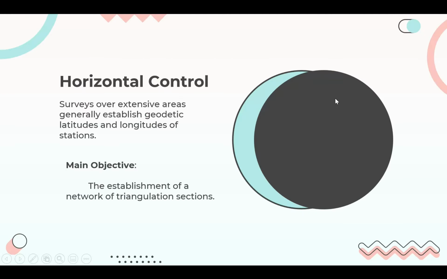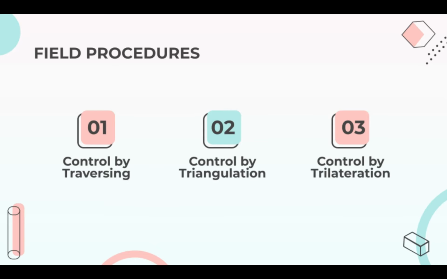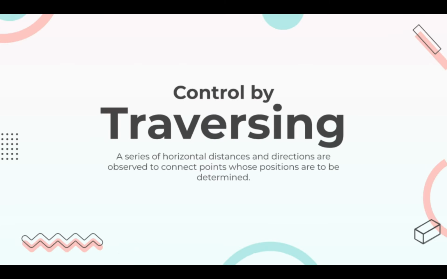Horizontal control surveys over extensive areas generally establish geodetic latitudes and longitudes of stations. Plane rectangular coordinates are subsequently computed from these values. The main objective of horizontal control survey is the establishment of a network of triangulation stations. The field procedures used in horizontal control surveys include control by traversing, control by triangulation, and control by trilateration.